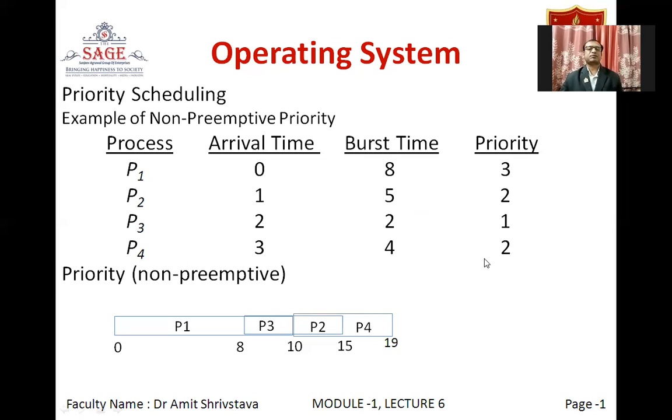And after that, in the last, P4 will be executing. Its CPU burst is 4 units. So from 15 to 19, P4 will be executing.